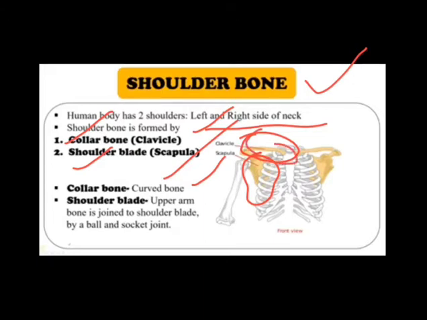And the upper arm bone is joined to the shoulder blade by a ball and socket joint. We have also done this in our last video, what a ball and socket joint is and where it is present. So you all know that the ball and socket joint is present in the shoulder, right, and in the hips also. So this is about the shoulder bone. Now let's move forward.